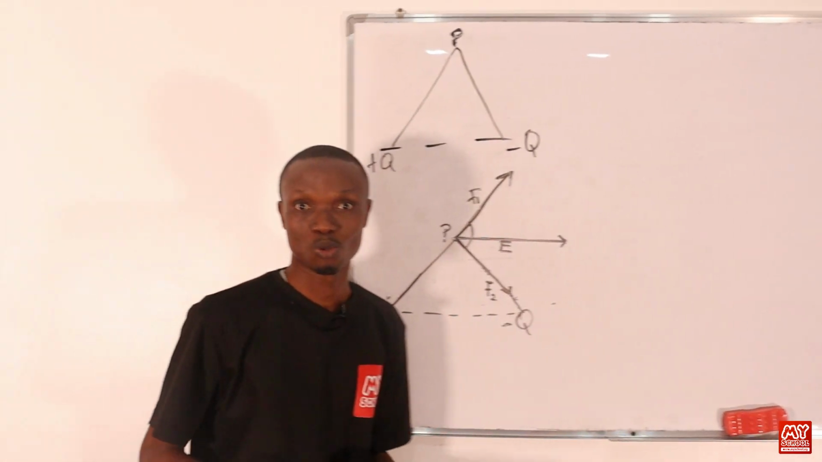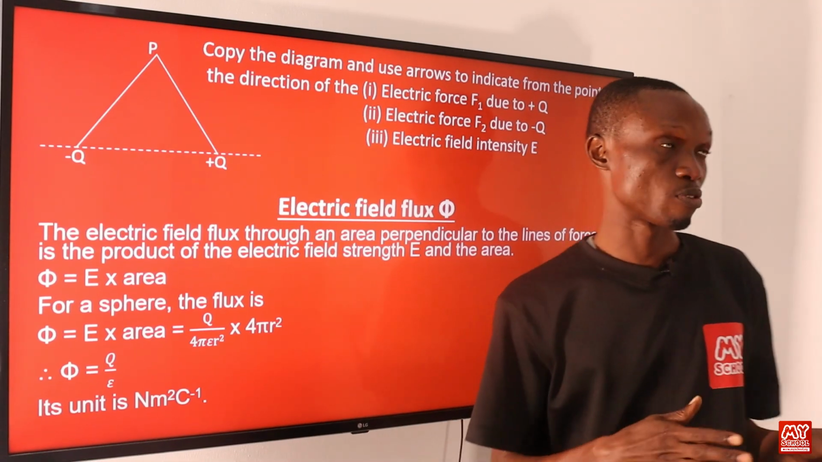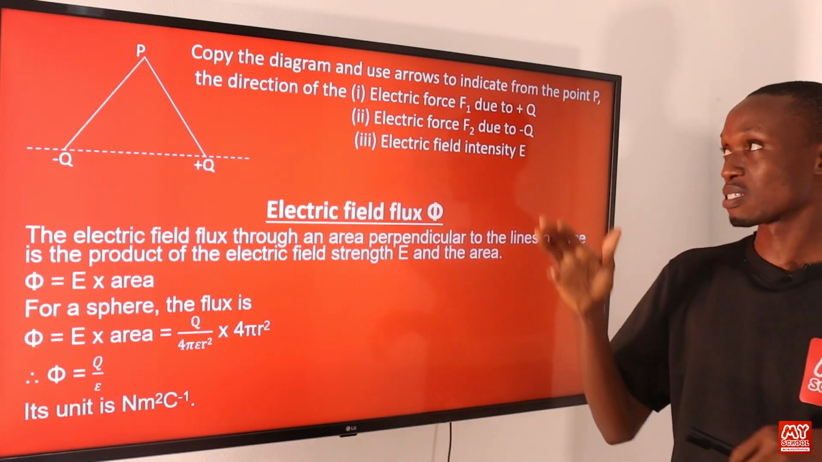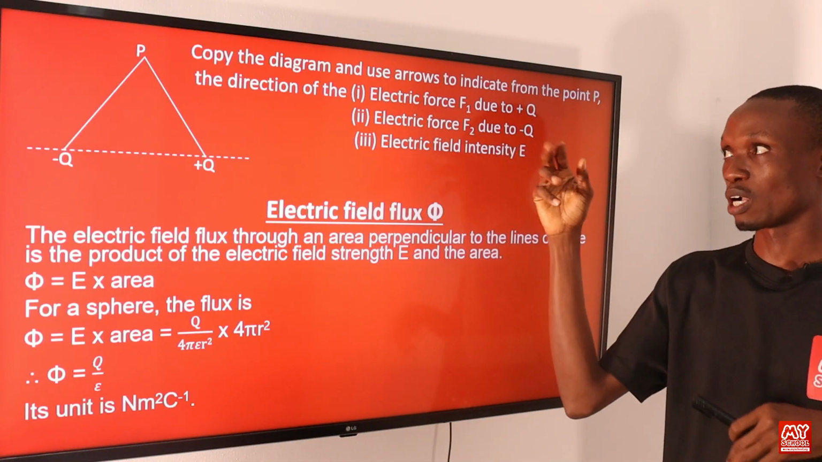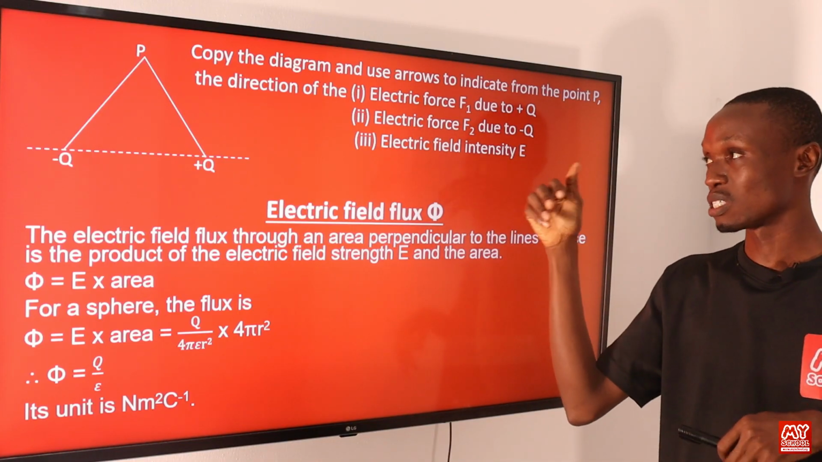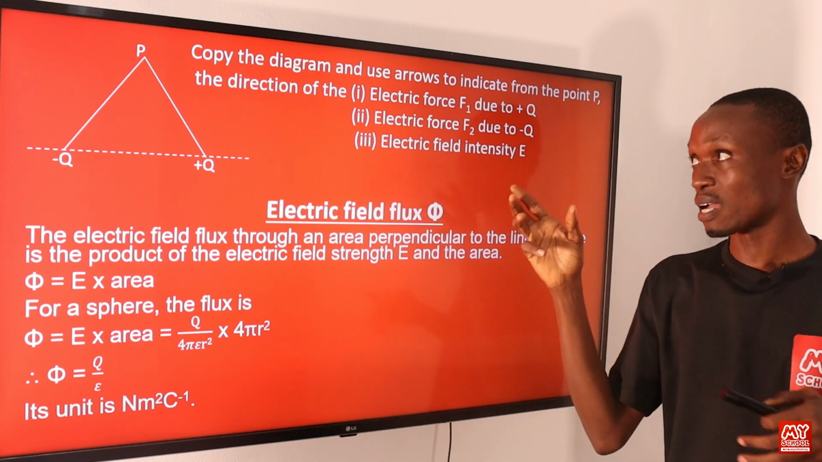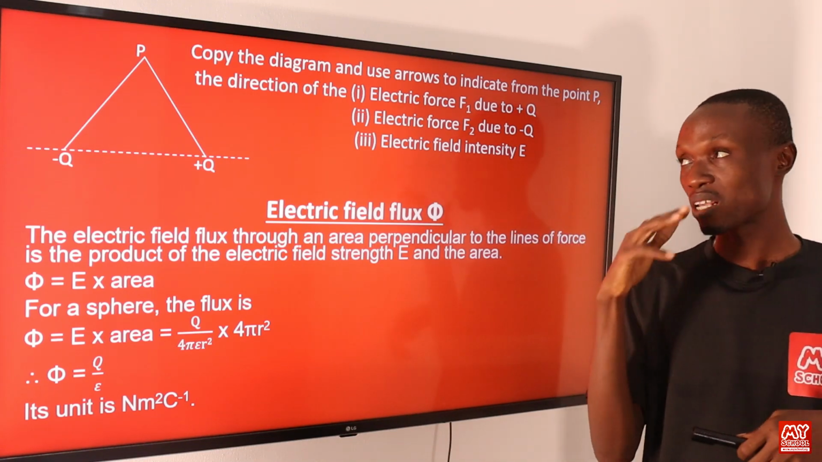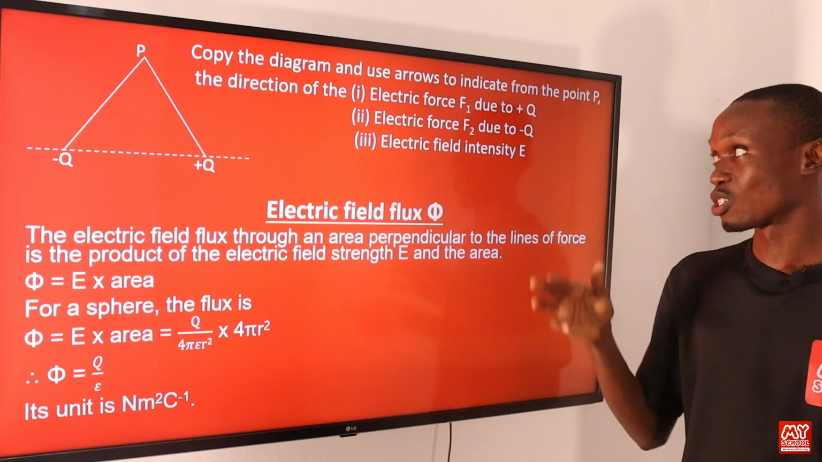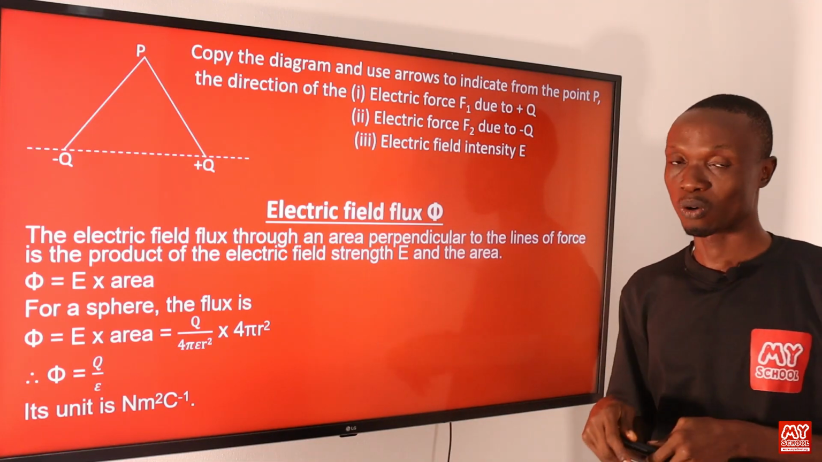So let's return back to the screen to continue with our lesson. What we have on the board represents the answer to question number 3. On the board you can see F1, which is the answer to I. Then you can also see F2, which is the answer to II. Then you can also see E, which is the answer to III. Remember that the resultant of the two forces F1 and F2 is equal to the electric field intensity, and everything was indicated on the diagram.